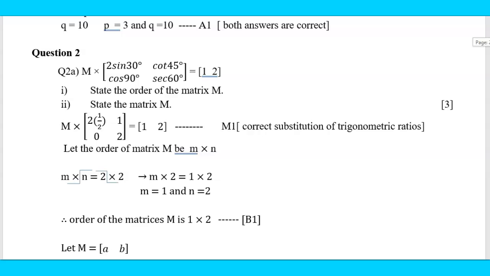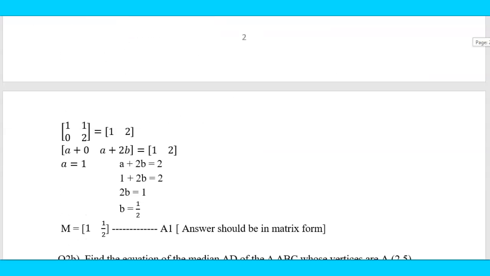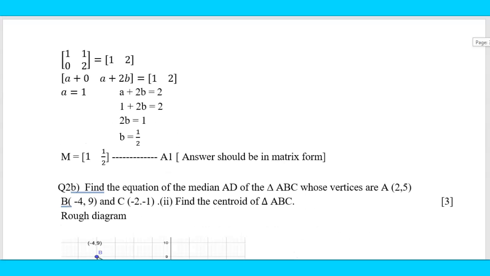And now we'll move on to the solving part. If you solve that, you will get the answers 1 and 1 by 2. The answer must be written in matrix form. If you solve this and you got the answer, that answer must be written, matrix M should be written in this form. If you have not written it in this matrix form, then you will not get 1 mark.